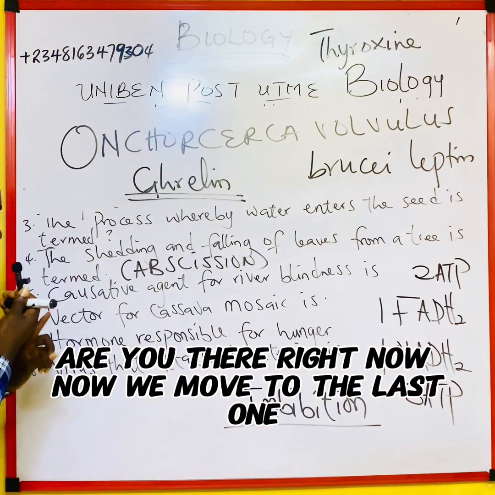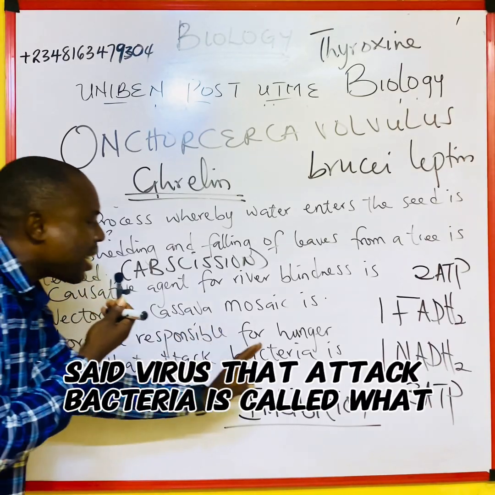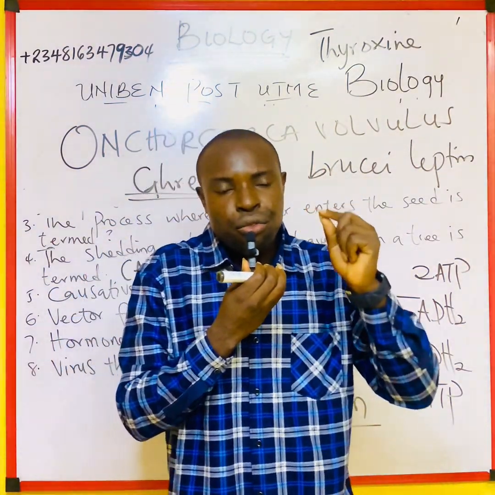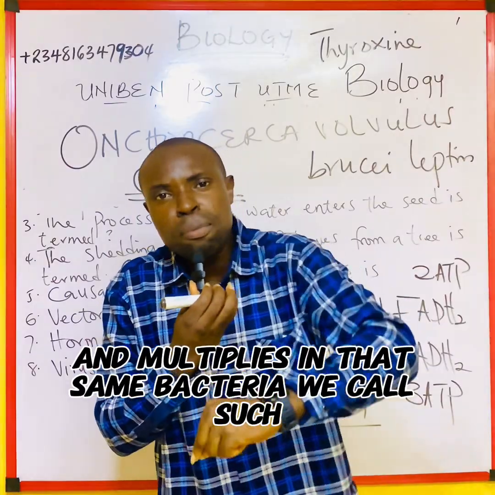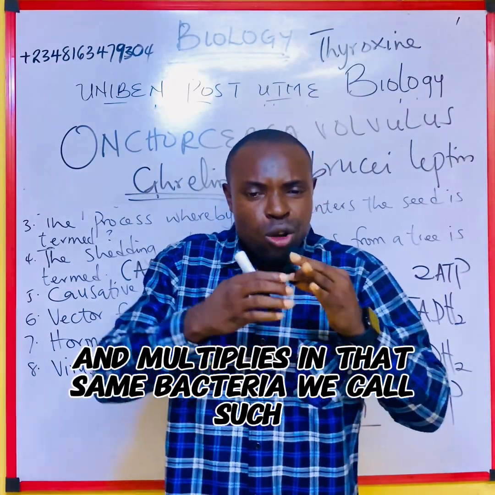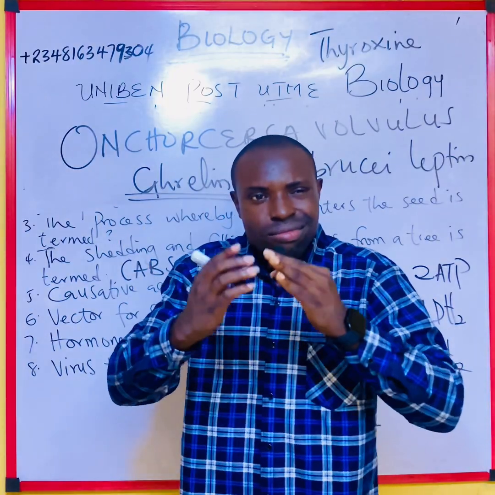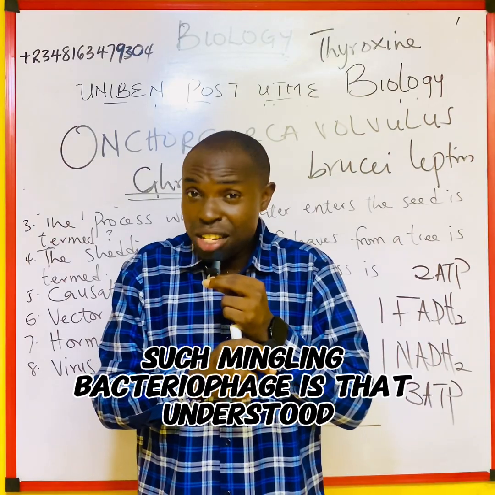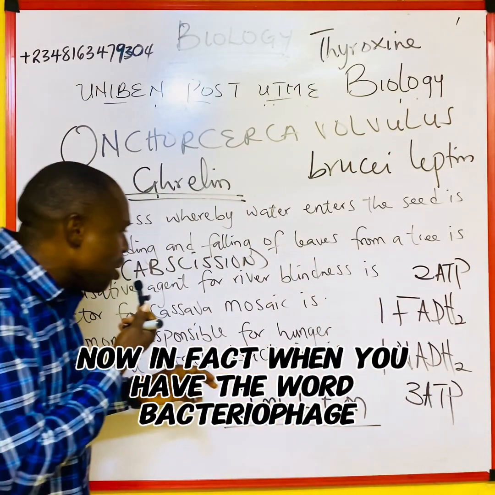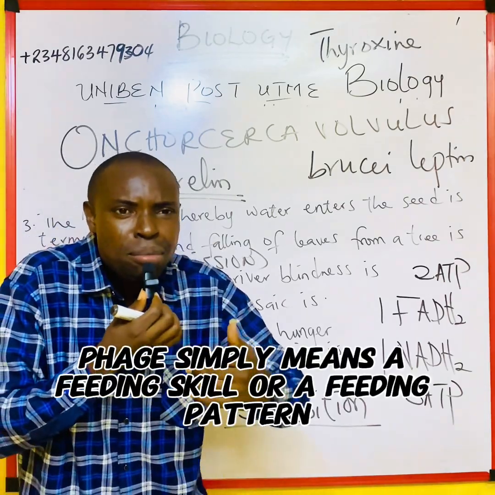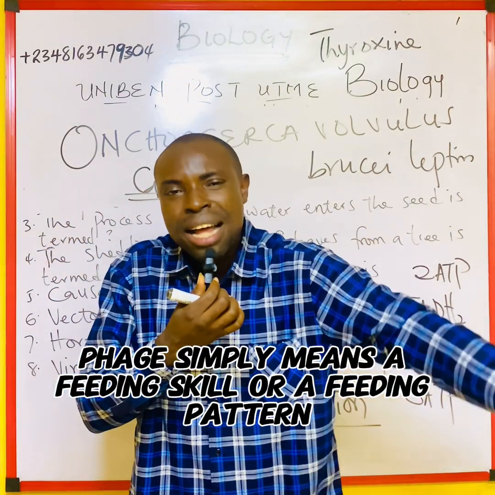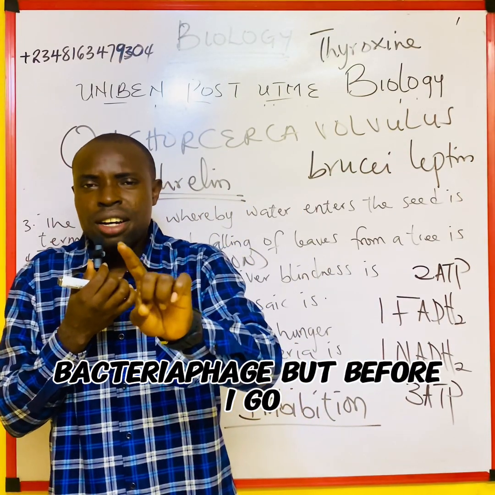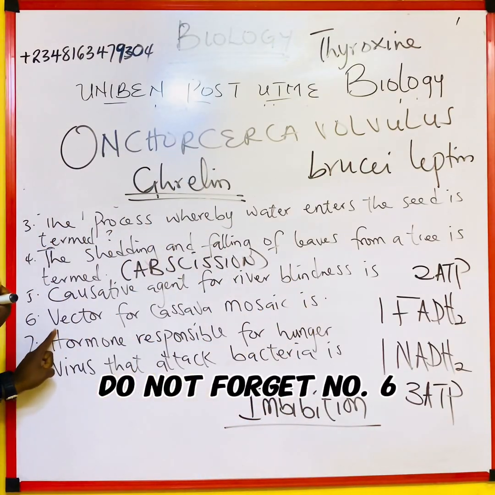Now we'll move to the last one. It said, the virus that attacks bacteria is called what? Take note. When a virus feeds on a bacterium and multiplies in that same bacterium, we call such a virus a bacteriophage. Is that understood now? In fact, in the word bacteriophage, phage simply means a feeding pattern. So the answer is simply bacteriophage. But before I go, do not forget number 6.